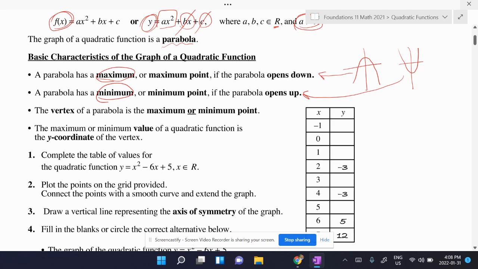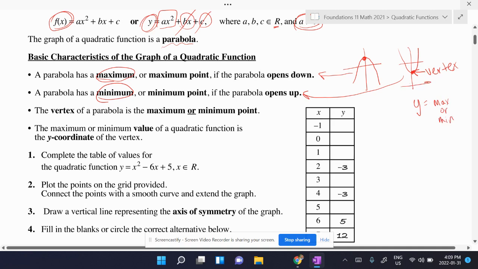The vertex is this point right here on this graph, okay? That's called the vertex. And it's that maximum or minimum point. It's always going to be a maximum or minimum for y. Because x is going this way and there's infinite x's.